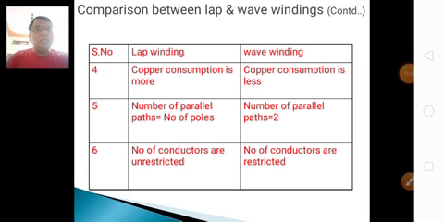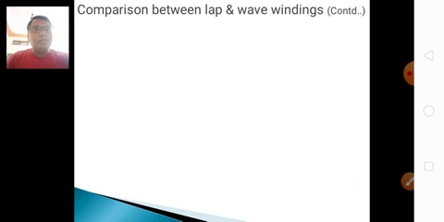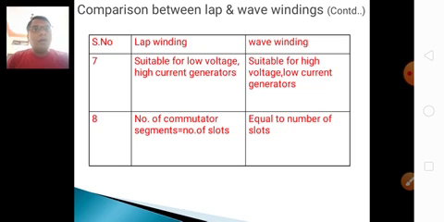The copper consumption is more in lap winding and less in wave winding. In lap winding the number of parallel paths equals the number of poles, so the number of parallel paths is more, and that is why equalizer rings are needed. In wave winding the number of parallel paths is only 2, so equalizer rings are not necessary. The number of conductors is unrestricted in lap winding and restricted in wave winding. Lap winding is suitable for low voltage and high current generators, and wave winding is suitable for high voltage and low current generators.